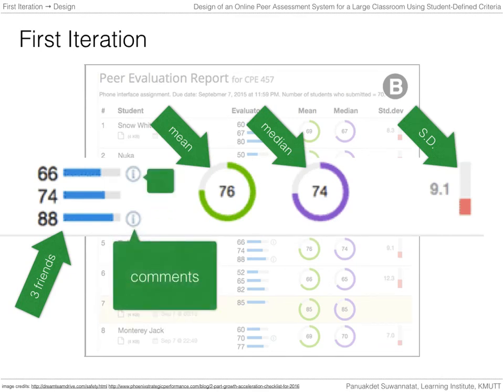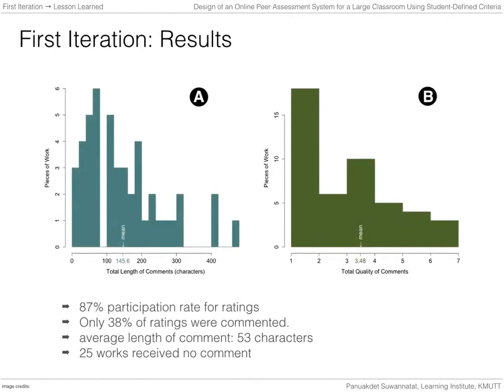Some scores are not accompanied by any comments. Some scores have very extensive comments. And the result from all this is that although we have a high participation rate in ratings, that means giving their friends some scores, only 38% of the scores are accompanied by a comment.